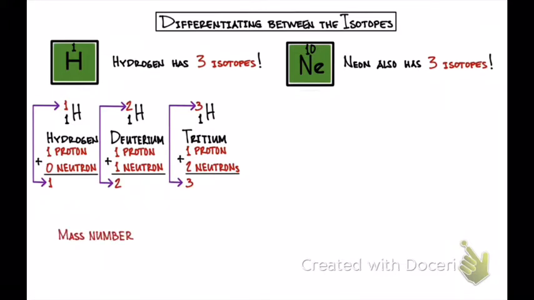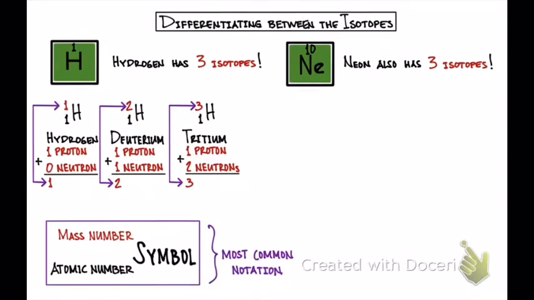Okay, and so again, this number is called the mass number. It is basically the sum of the number of protons and number of neutrons for that given isotope. This is the most common notation for isotopes, and it can tell you a lot of things. You have the symbol of the element, then the mass number up top, which is usually a larger number, and the atomic number at the bottom.